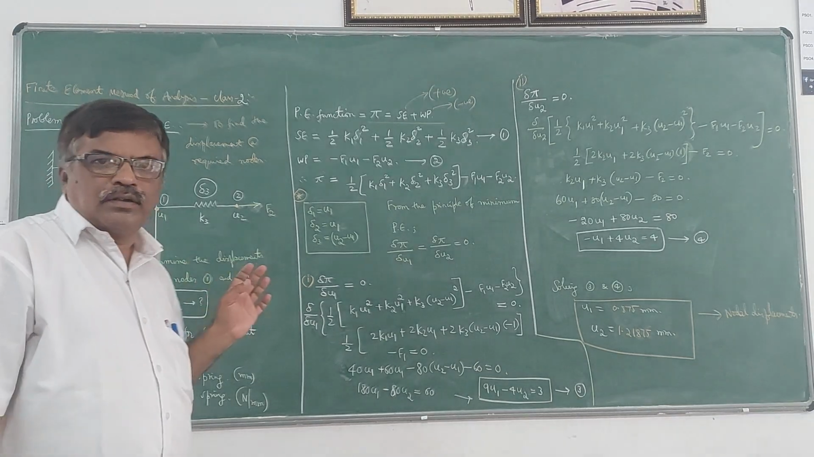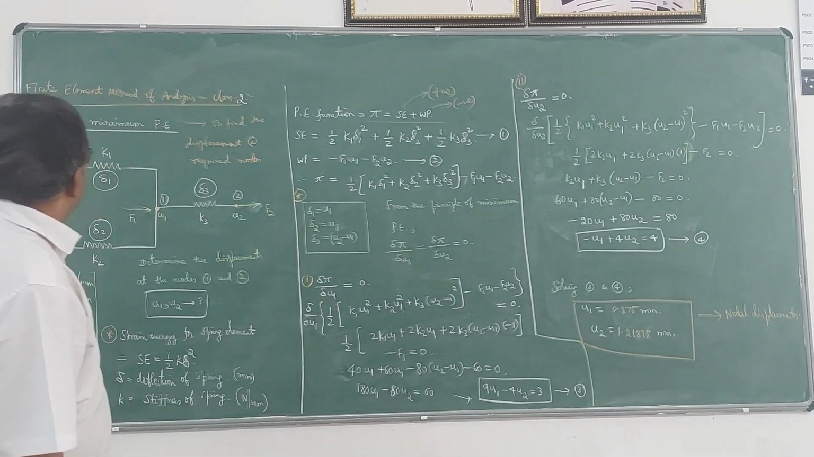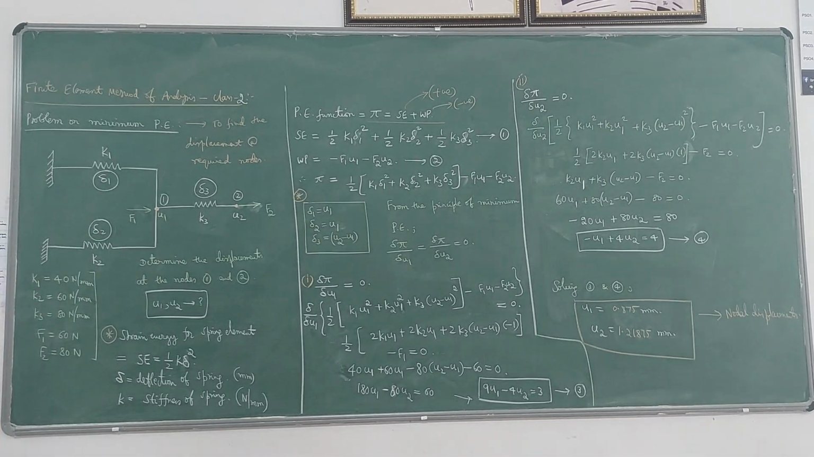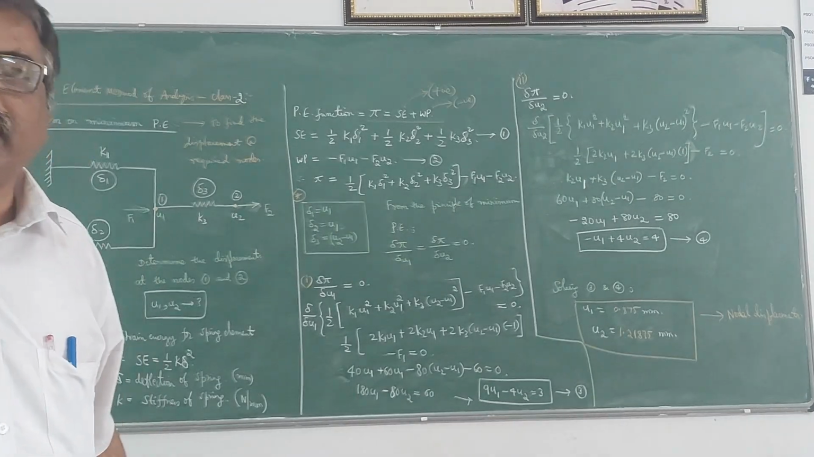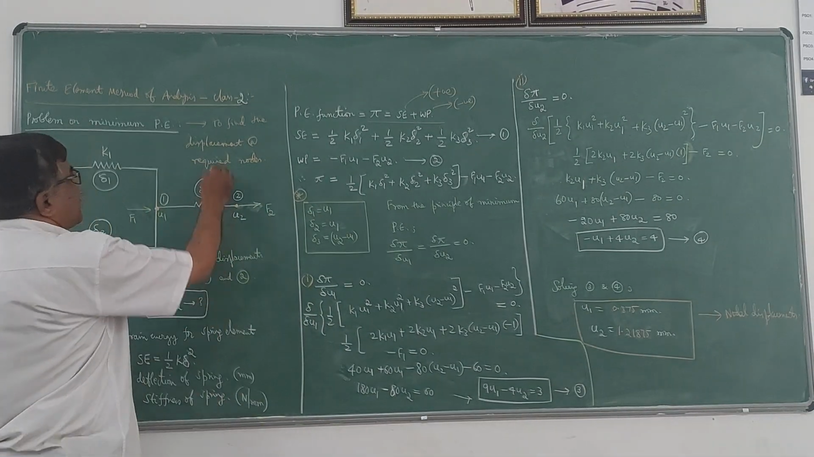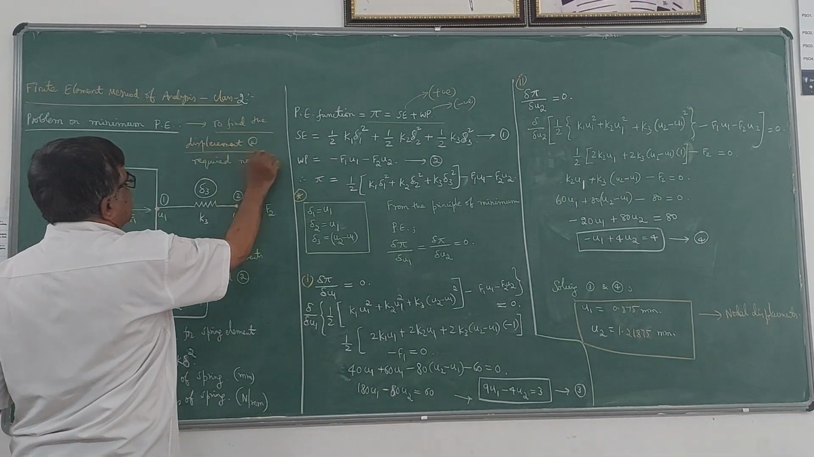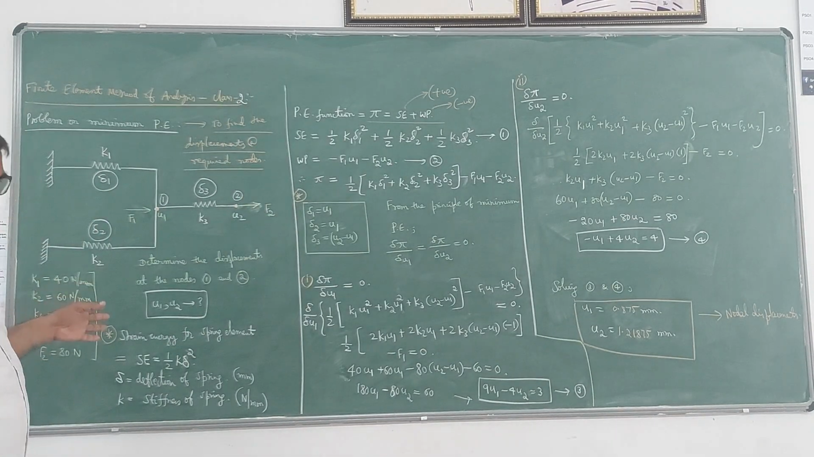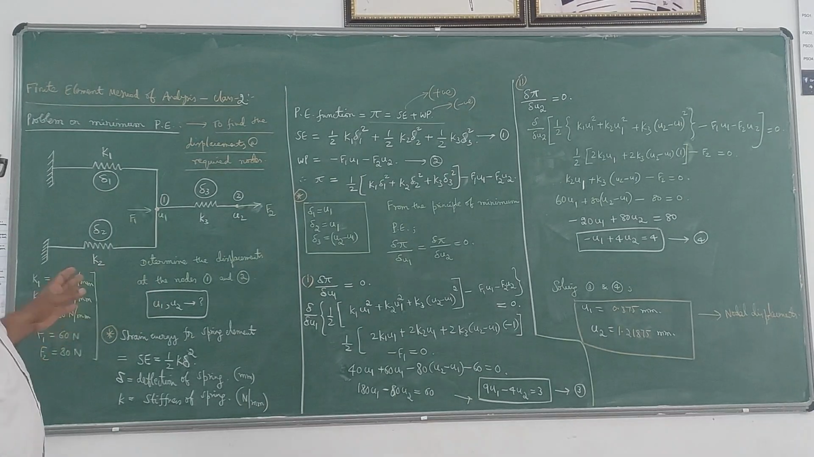In this class, we will discuss a problem on minimum potential energy using the concept of minimum potential energy, which I had explained in the earlier video. We can find out the displacements at the required nodal points. I will explain that with the example of a spring system.